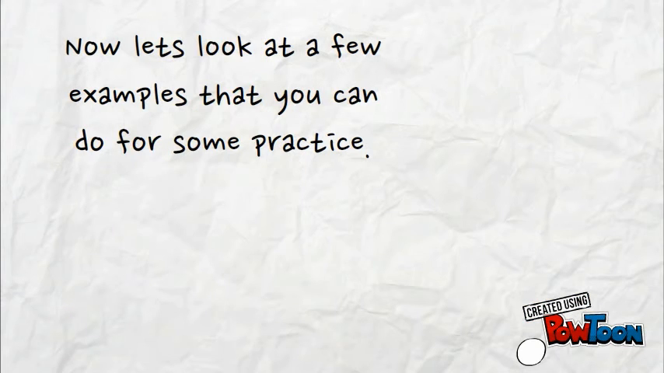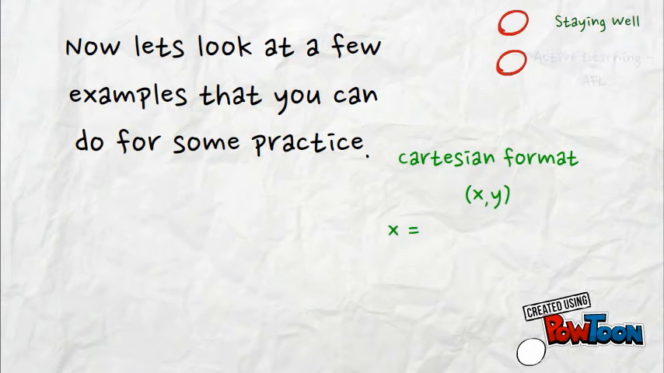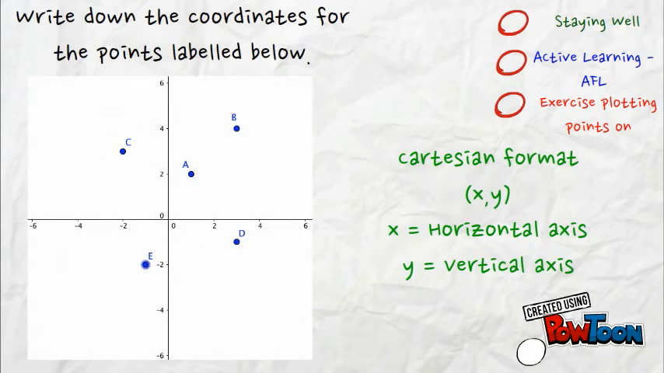Now, let's take a look at some examples so you can do some practice. Remember not to forget our Cartesian format, with x on the horizontal and y on the vertical. It should always be in this sequence, x first, then y. Write down the coordinates for the points labelled below.